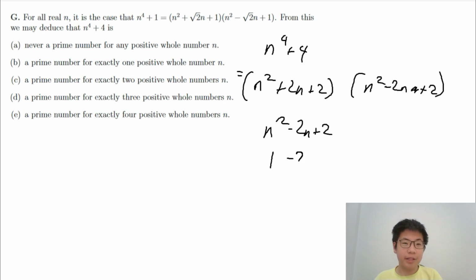So 1 minus 2 plus 2 equals 1, if we substitute n is 1. And this means that n to the power of 4 plus 4 is 5. Well, we just solved the question.